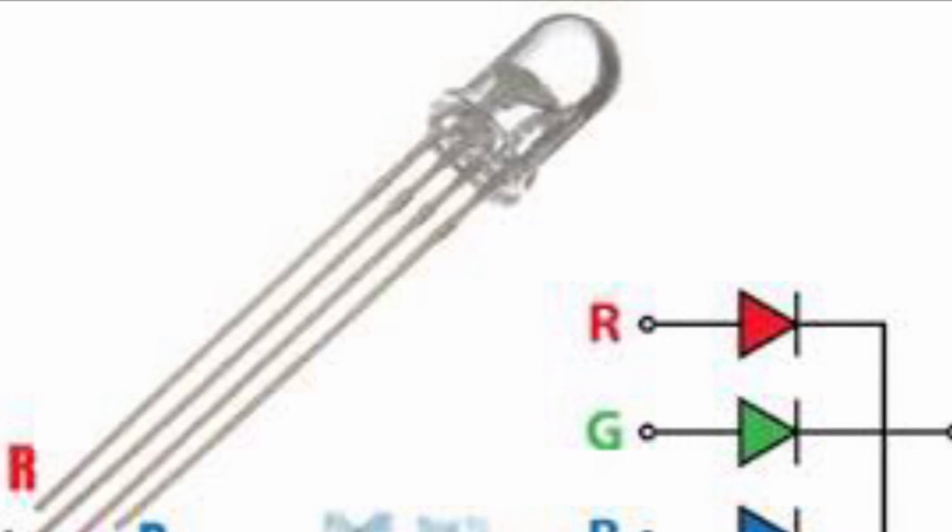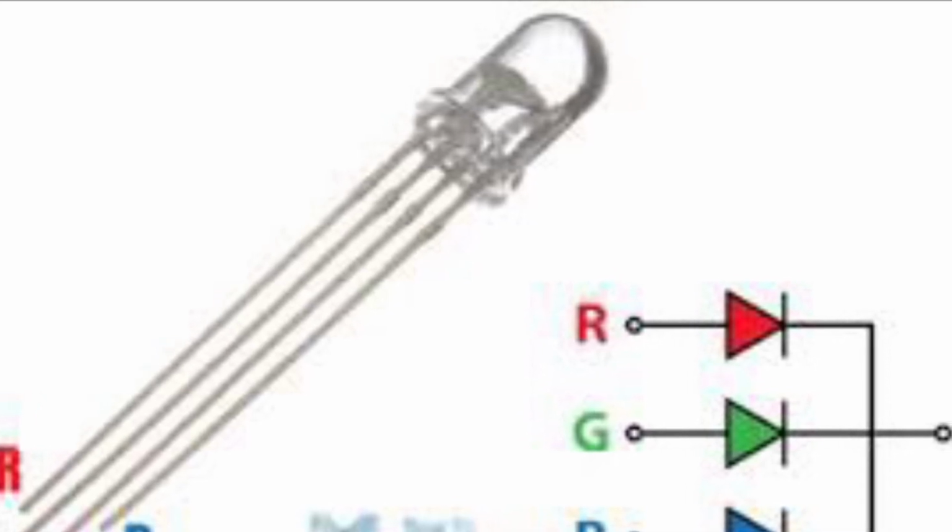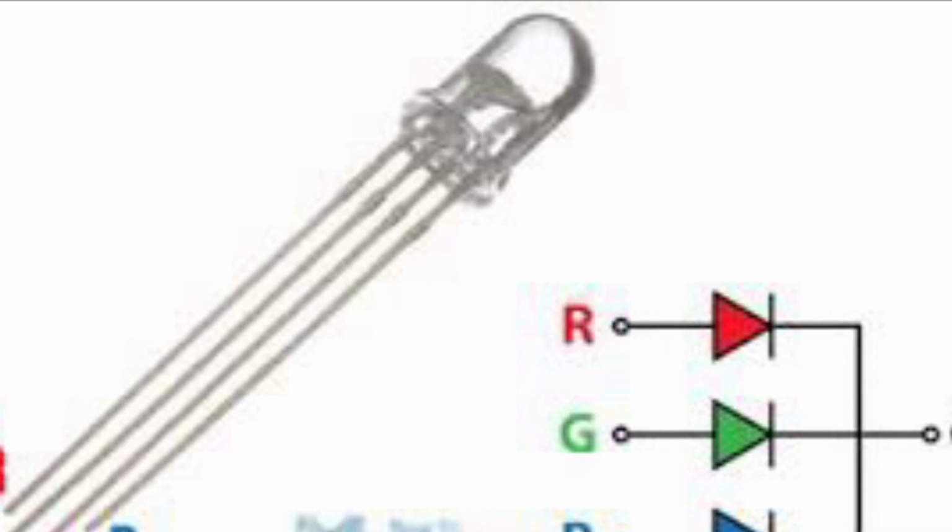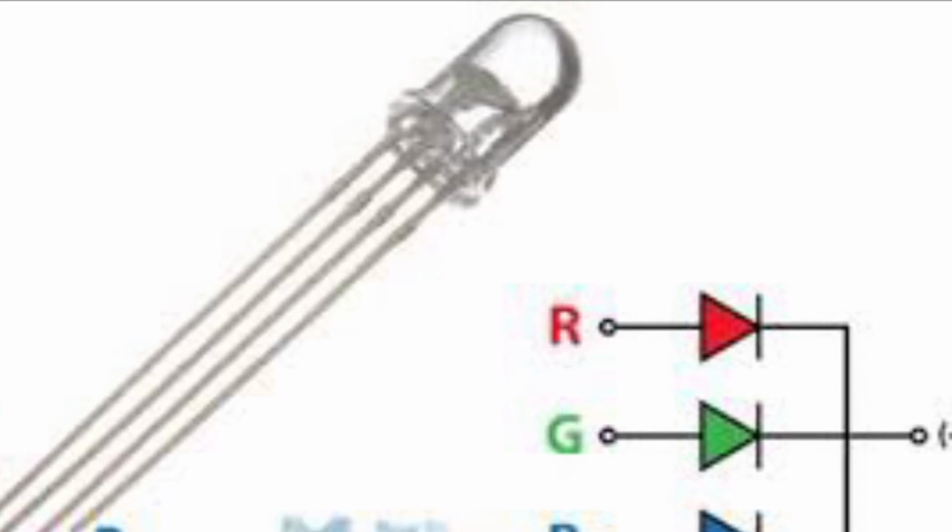Finally, an RGB LED is another type of diode. It is different from normal LEDs because it has 4 different pins. 3 of the pins represent different colors while the 4th connects to ground.